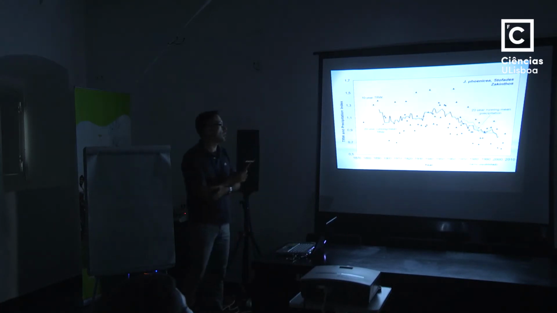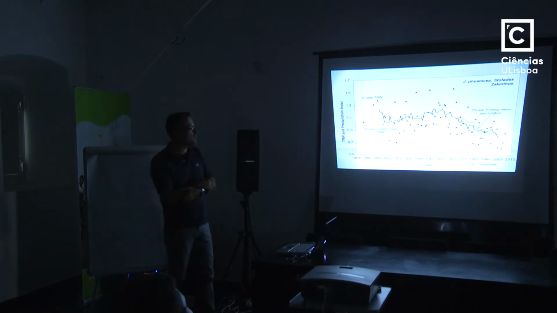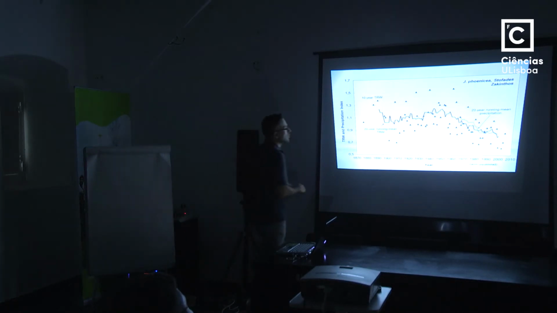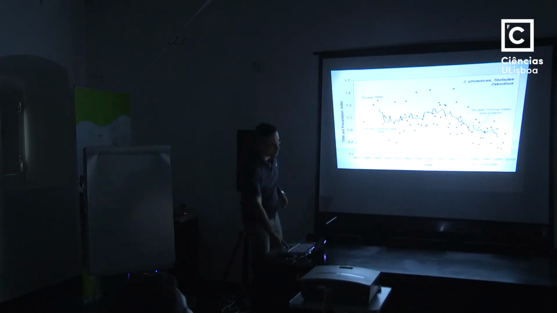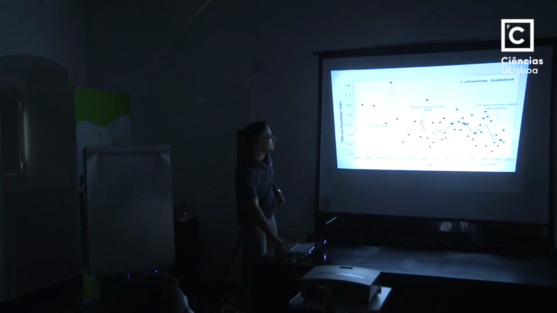And we talking about the other species, Juniperus phoenicea, and it also shows the same thing. Decline in growth following the decline in rainfall. This is for 20 years running means. Again here.